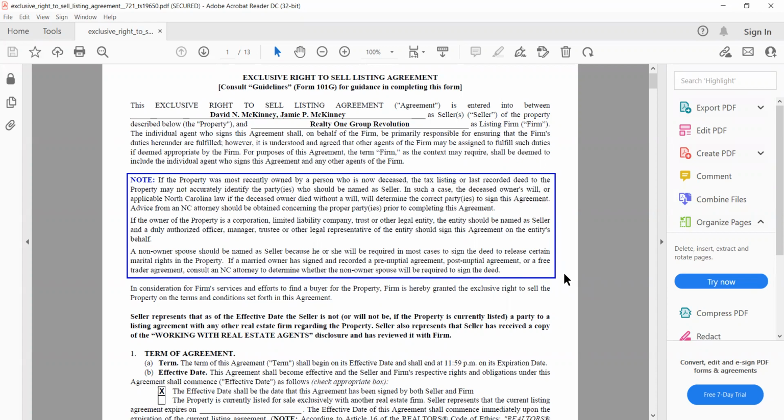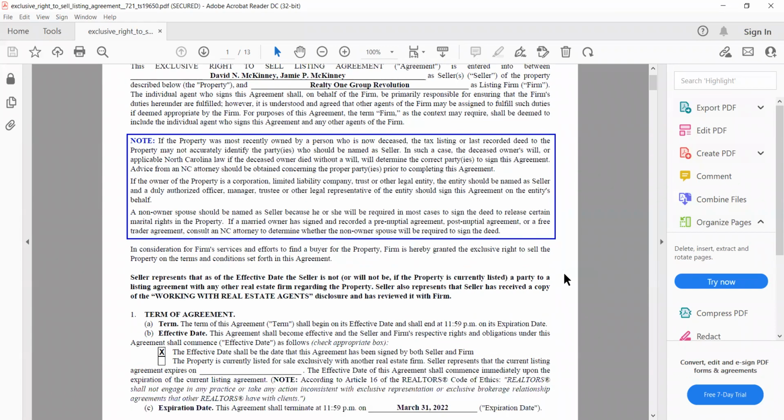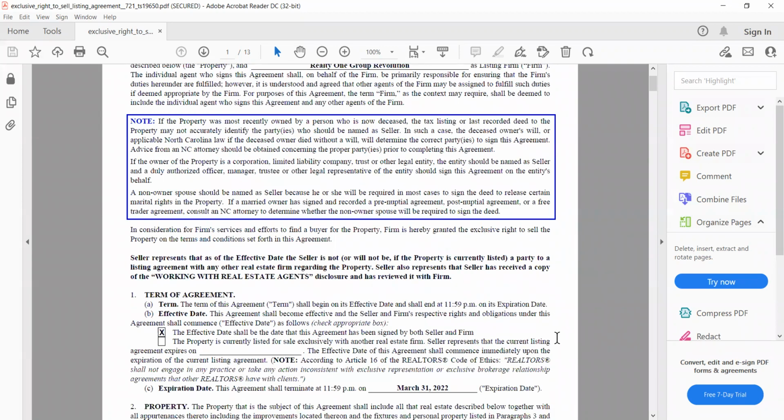I had this last year. I did a listing for a couple who were getting divorced, and her attorney forwarded me a free trader agreement. I showed it to our closing attorney because we had a hard time trying to get her available to sign the contract. And my attorney said, okay, basically you don't need her to sign at this point. We just need his signature. And so it was easy from that point on. But had I not shared that information with the attorney, we might have been stuck trying to get her to drive an hour to sign all the paperwork.